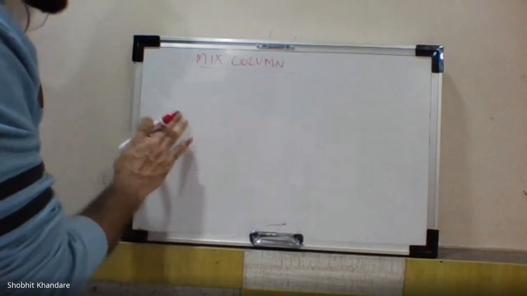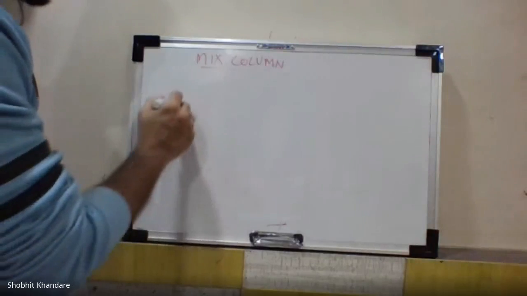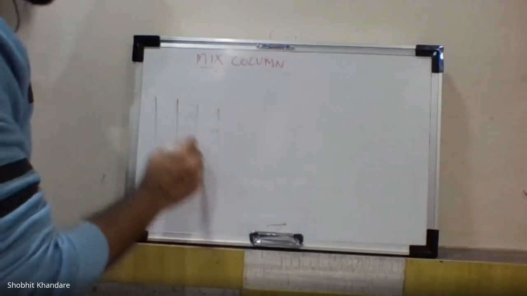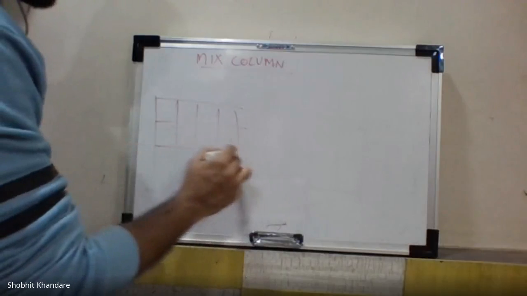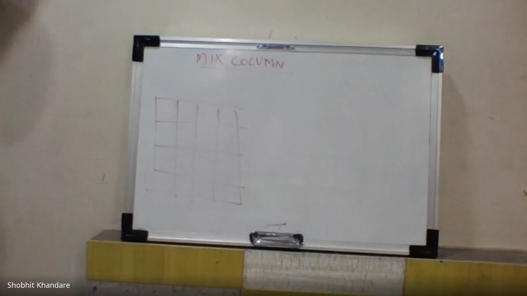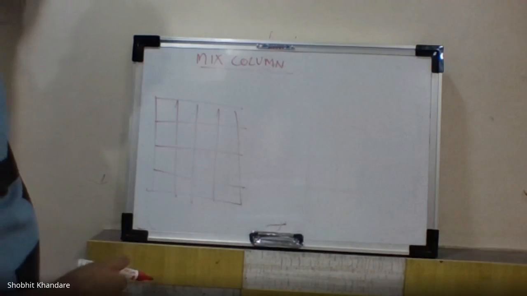Now I'm not going to write down the notation of each and every cell. I'm just drawing 16 cells. Now this is the input. Now we have to multiply it by the predefined matrix.